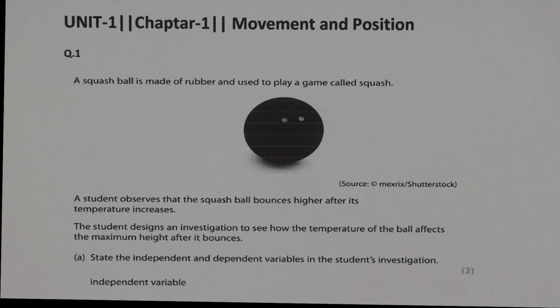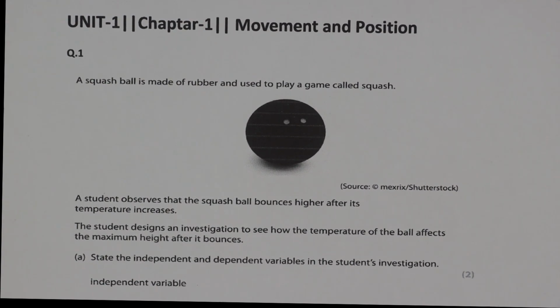So, the independent and dependent variable in the student investigation. What is the independent variable? The variable which we desire to change is called the independent variable. The dependent variable is the quantity which we decide to measure. The student wants to investigate how the temperature of the ball affects the maximum height after it bounces. So the temperature of the ball is the independent variable here.